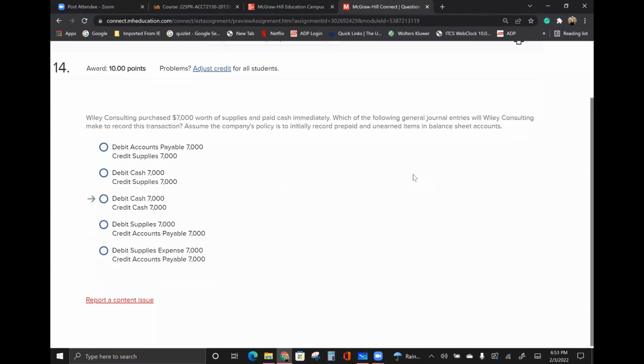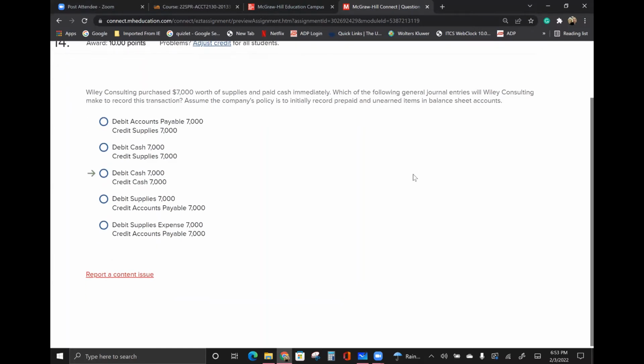Okay, so when you debit supplies, now I have an asset on the books. I'm going to use those assets over a period of time. It's not asking what the adjusting entry is. It's saying that you purchased them with cash. If it said that you purchased on account, that fourth one would be correct. You would debit your supplies and you would credit your accounts payable because you haven't paid for it yet. You have it on account.